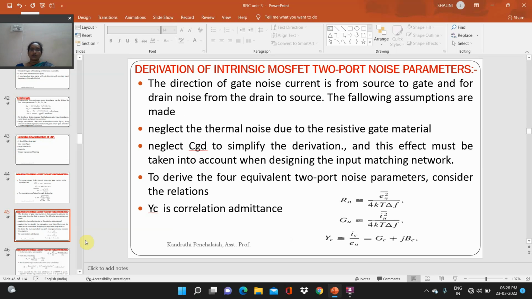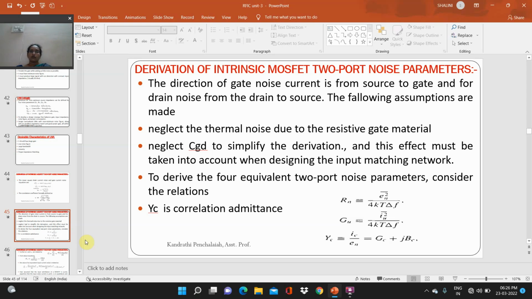Derivation of intrinsic MOSFET two-port noise parameters. The direction of gate noise current is from source to gate, and for drain noise from the drain to source. The following assumptions are made. Neglect the thermal noise due to resistive gate material. Neglect CGD to simplify the derivation; this effect must be taken into account when designing the input matching network.